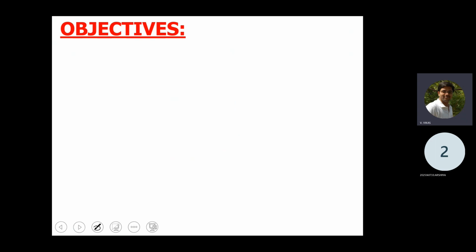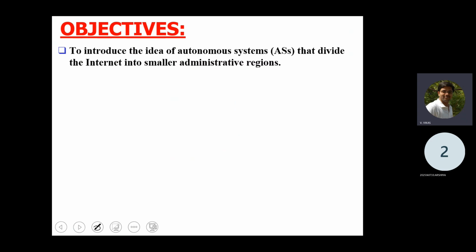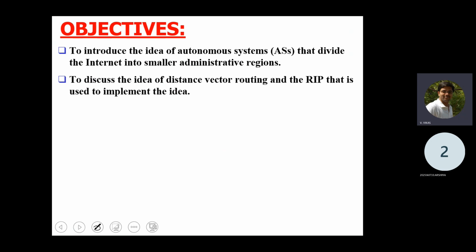So we'll be going ahead with these things. First, we will try to understand what an autonomous system is, the concept of autonomous system. Then we will look into one of the unicast routing protocols, that is distance vector routing. In the laboratory also we have discussed these things, right? Based on distance vector routing, we have something called RIP, Routing Information Protocol.